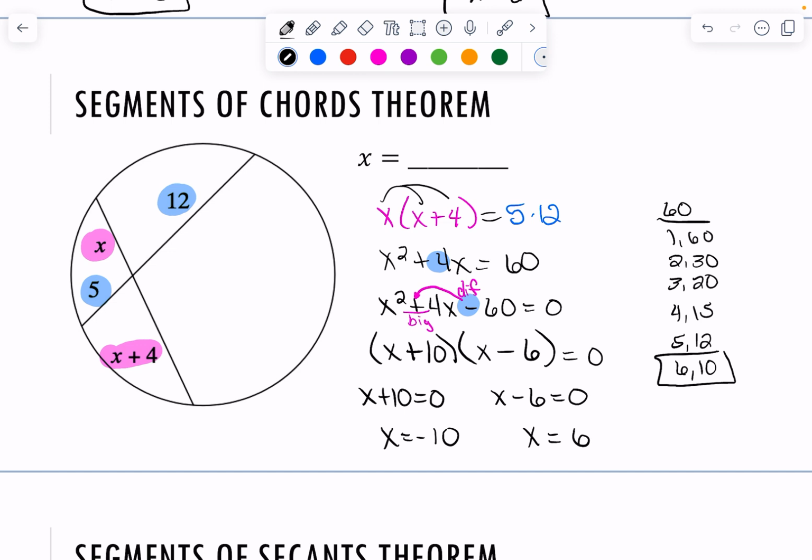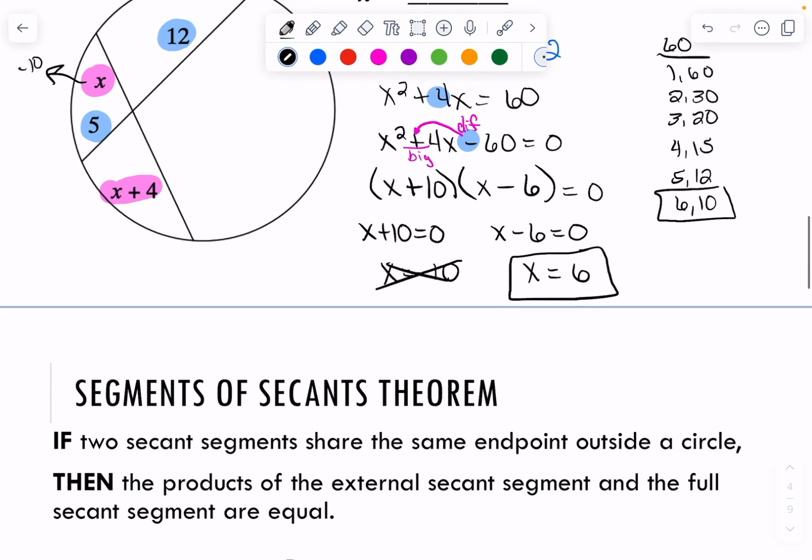Then I look and see, can both of those work? Well, if I plug 6 into the original, 6 plus 4 is 10, times 6 is 60, which works perfect. That one's all good to go. When I plug negative 10 in, it works in the equation, but over here, it would be a negative 10 for that measurement. We cannot have a negative measurement, so that gets excluded from our solution. So our answer would just be 6 there. That's how we handle chords intersecting inside of the circle.